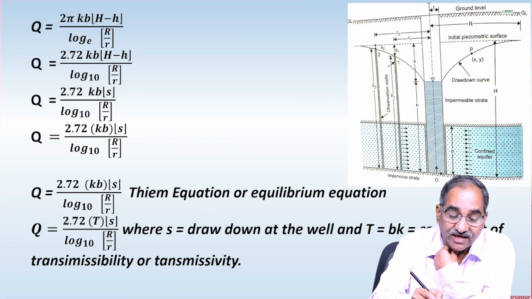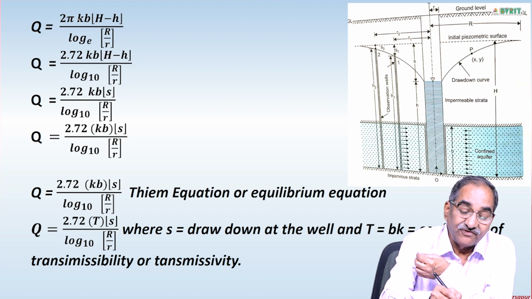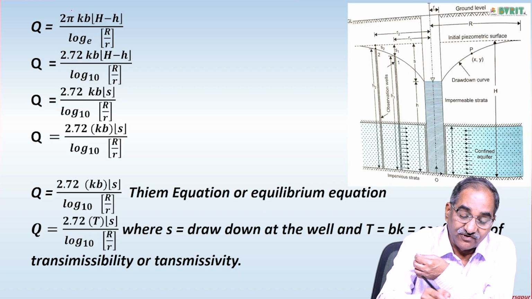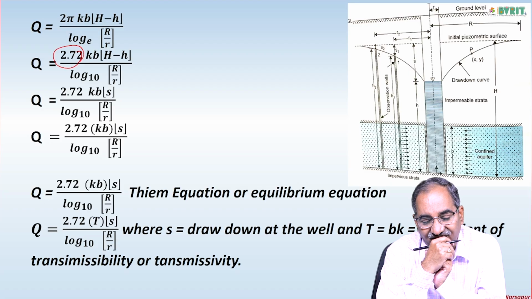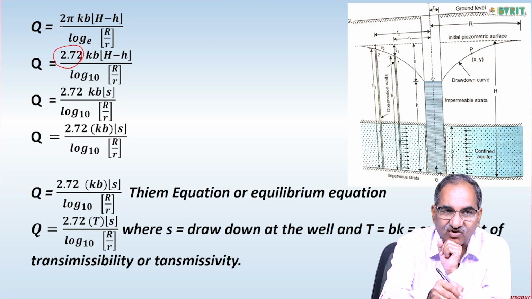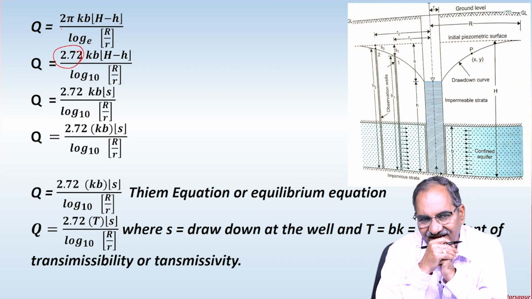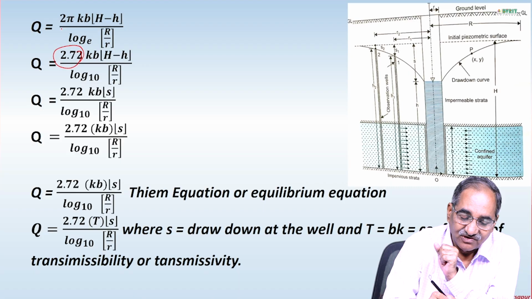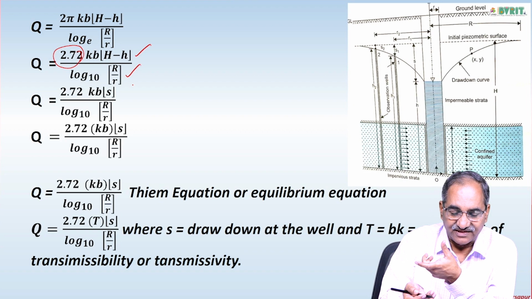So we have taken the same thing. So log e to log 10, if I take it here, 2.303 and pi is 3.14, so if you do it, you are going to get 2.72. Same in the case of unconfined aquifer. If you remember, there this 2 is not there, because of that you got 1.36, whereas in the case of confined aquifer, instead of 1.36, it is 2.72. 2.72 kb into H minus h divided by log r by r base 10. So this is the basic thing.